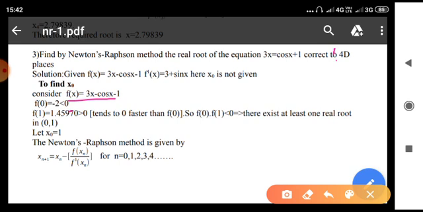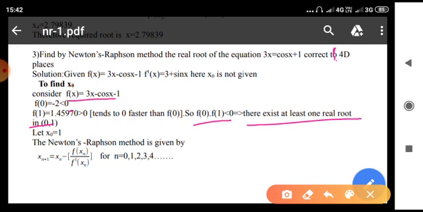So one value is less than 0 and the other one is greater than 0. So f of 0 into f of 1 is less than 0. So there exists at least one real root in the interval 0 to 1. Now we have to choose x naught value.